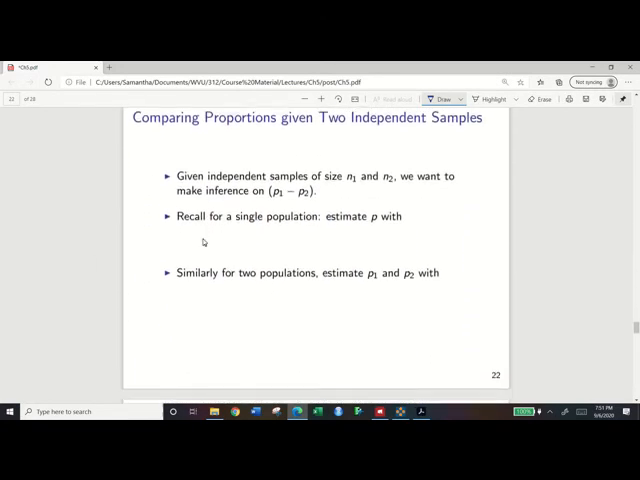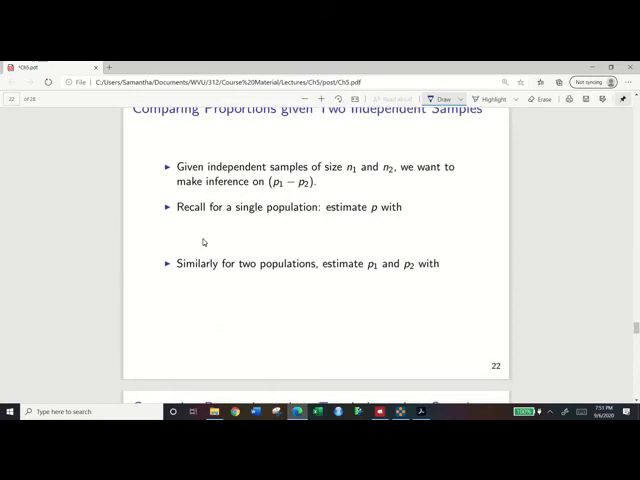Given samples of size N1 and N2, we want to make an inference on the difference between the two populations, or P1 minus P2. So if we recall, when we were dealing with a single population, our estimate for P was P hat, which was equal to Y over N, where Y was the number of successes and N was our sample size.